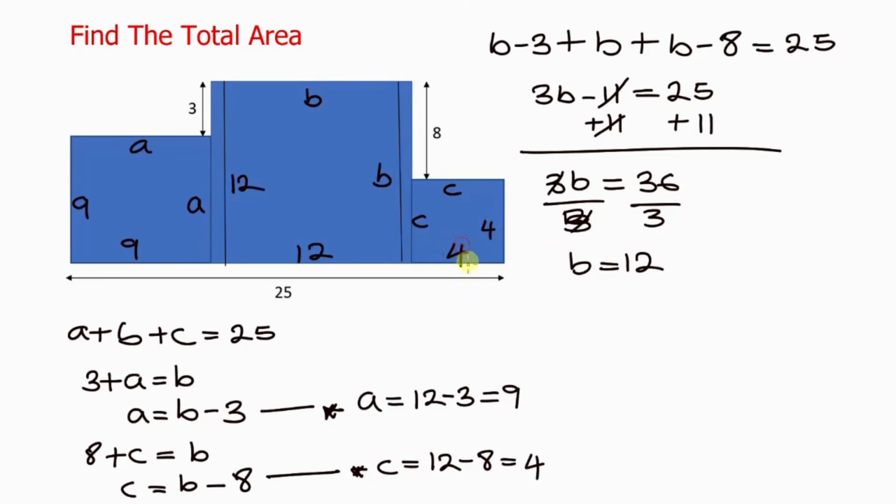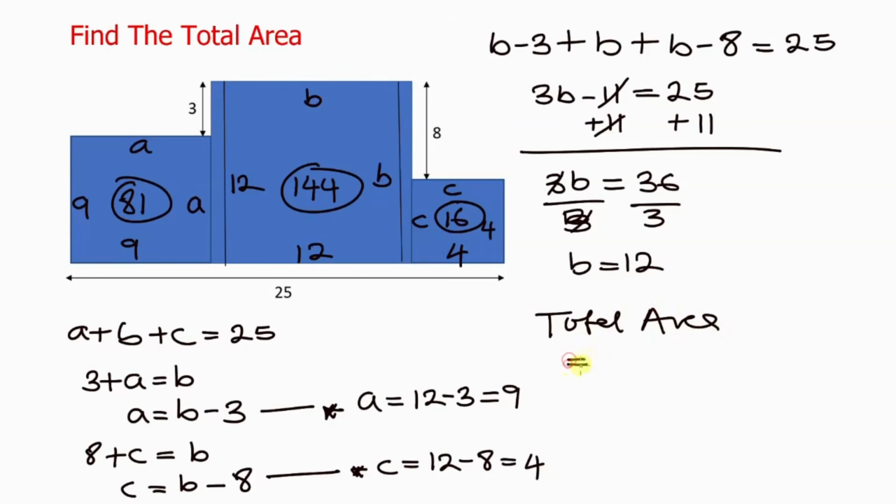That is it. We all know the area of a square: we can just multiply, or we can just square one of the sides. So 9 times 9 is 81. 12 times 12 is 144. Then 4 times 4 is 16. So we have 81 here, 144 here, and 16 here. When we add them together, the total area will be 81 plus 144, and then plus 16, which will give 241 square units.